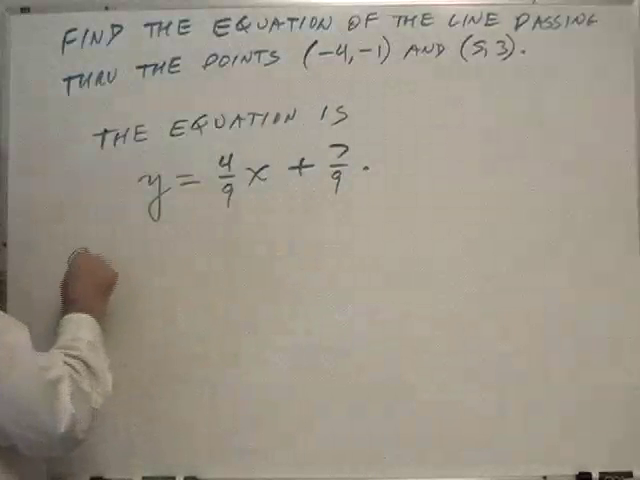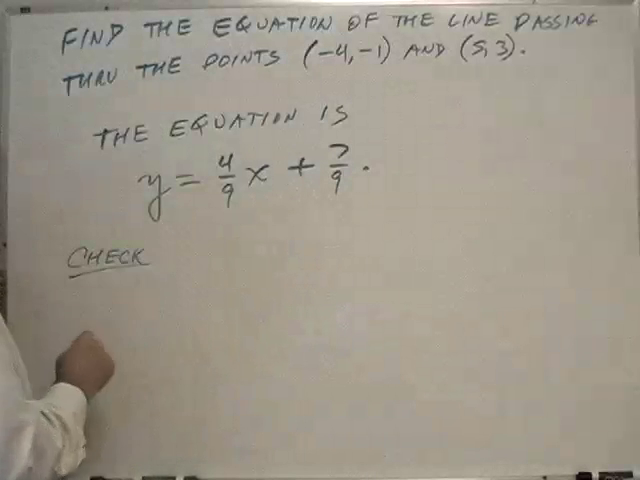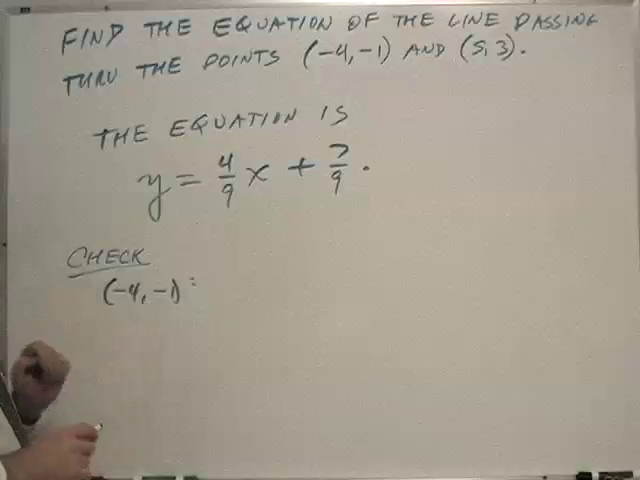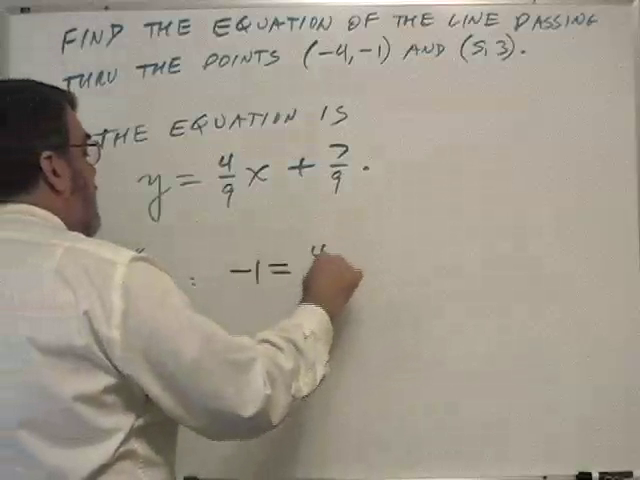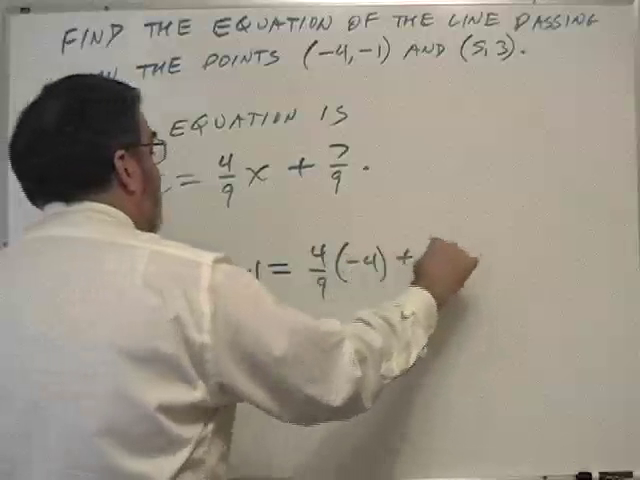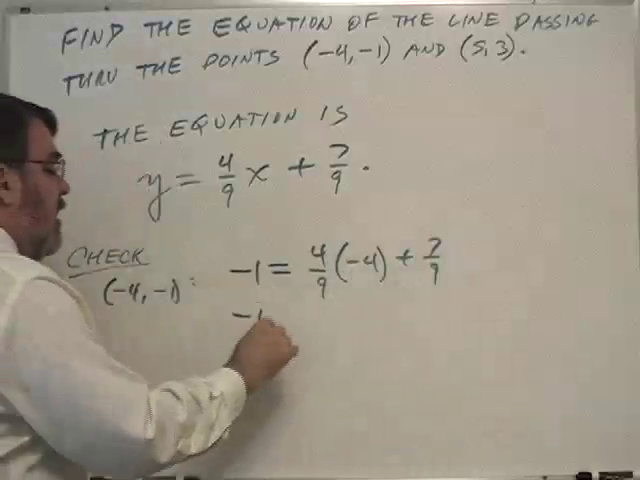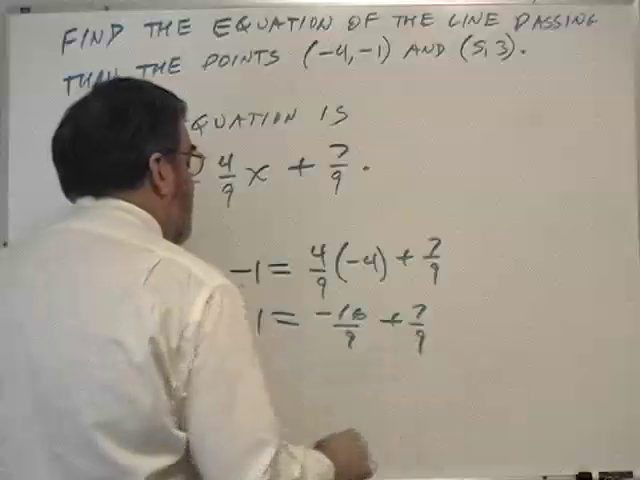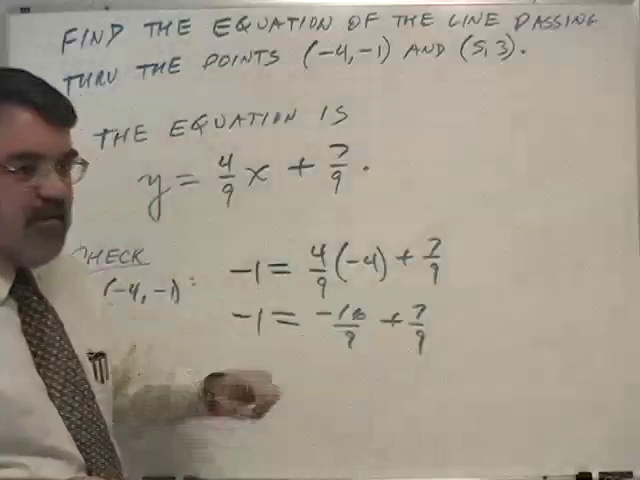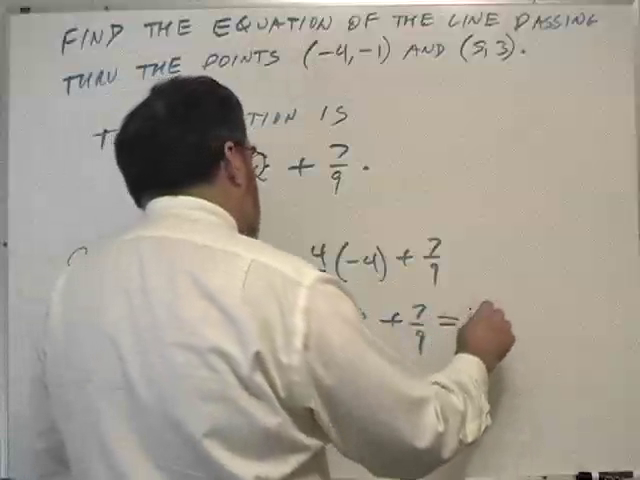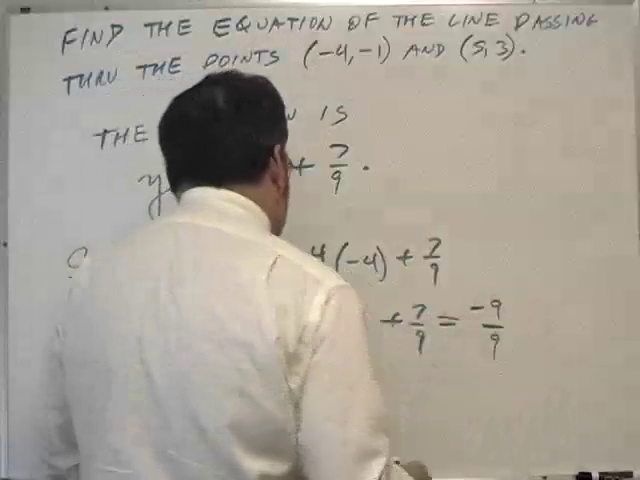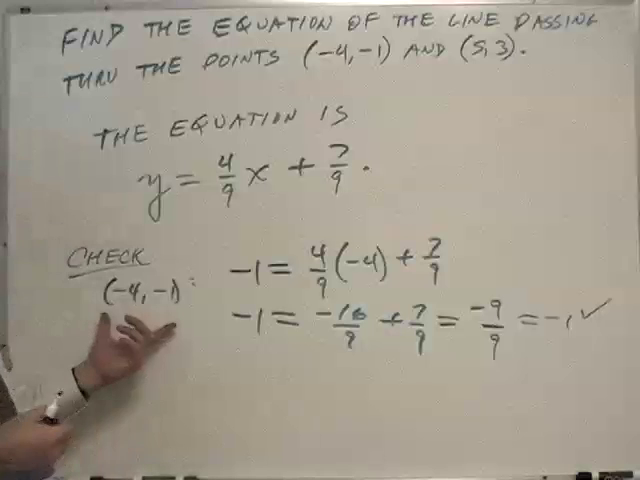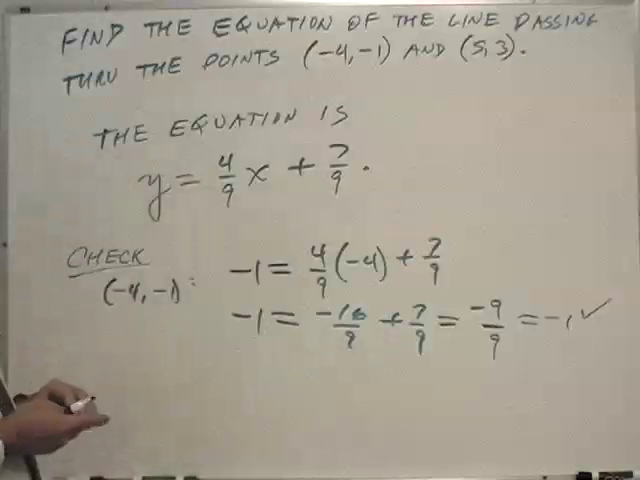So to check this, I want to first look at this point, -4, -1. So I'm going to plug those numbers in. -1 equals 4/9 times -4 plus 7/9. -1 equals -16/9 plus 7/9. -16 plus 7 is -9 over 9. And that equals -1. So this point checks the equation. That's correct.